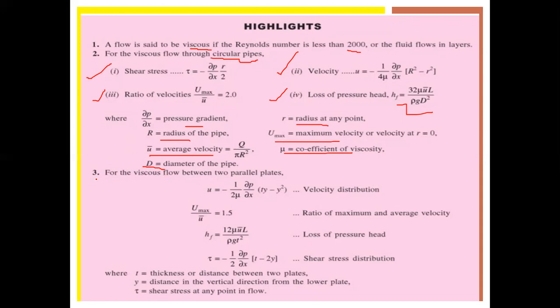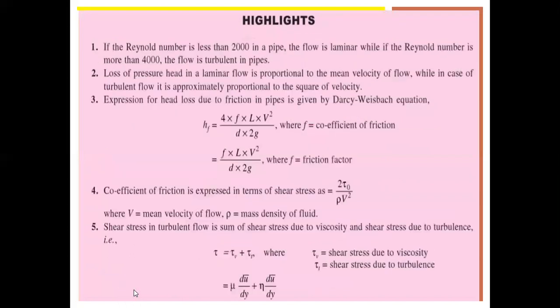Next, coming to the formulas for a viscous flow between parallel plates, the formula is u is equal to minus 1 by 2 mu dou p by dou x. U max is equal to 1.5 u bar. Hf is equal to 12 mu into u bar L divided by rho into g into t square. So t is equal to thickness, y is equal to distance, tau is equal to shear stress. Okay, so keep this in mind.